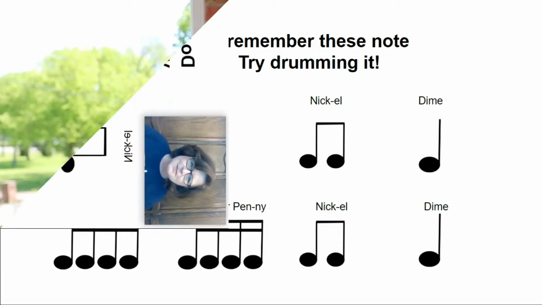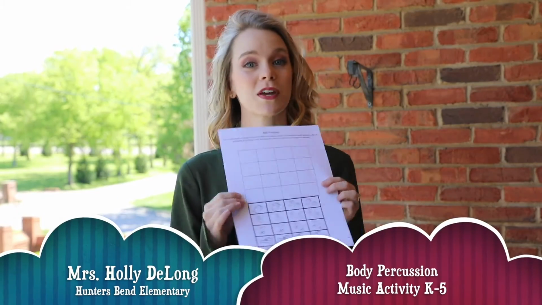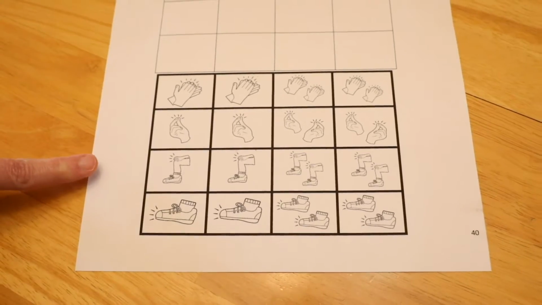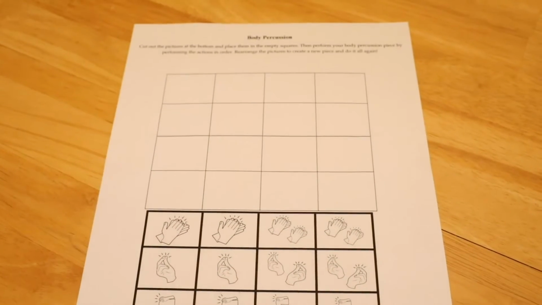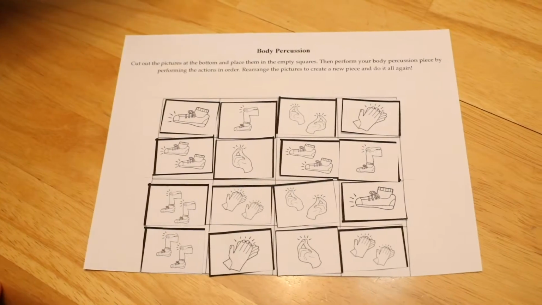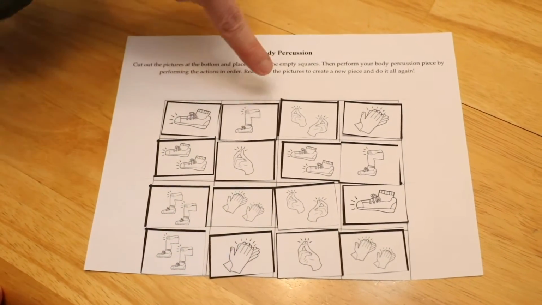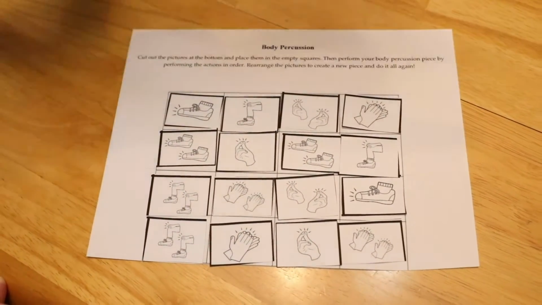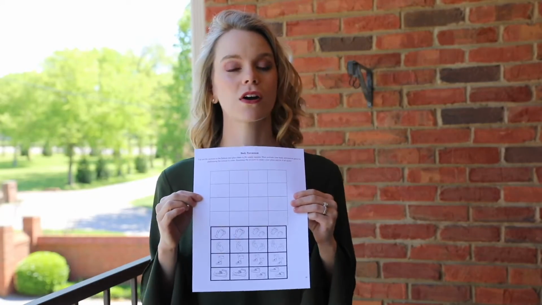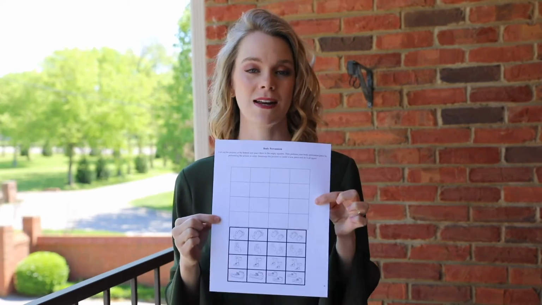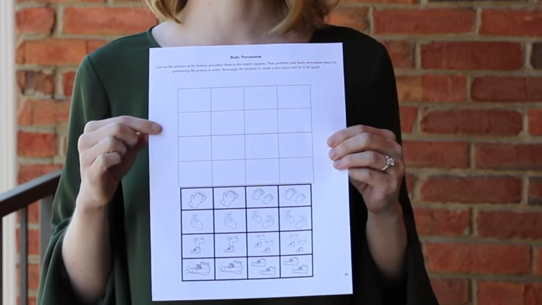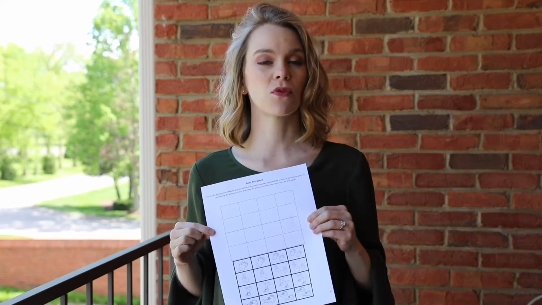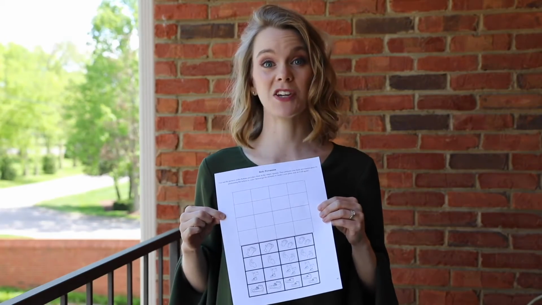What can you compose? Here's a fun way to compose using body percussion. Cut out the pictures on the bottom. Each gets one beat and place them in the empty squares. Then perform the actions in order. Here's a 4-beat example. Stomp, pat, snap, snap, clap. You can also draw your own grid just like this and write your actions. Want a challenge? Choose a line to perform and have a family member choose another line. See if you can perform your 2 lines together at the same time in a duet.